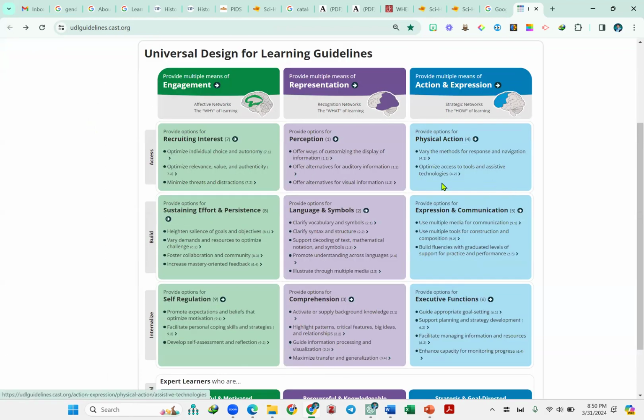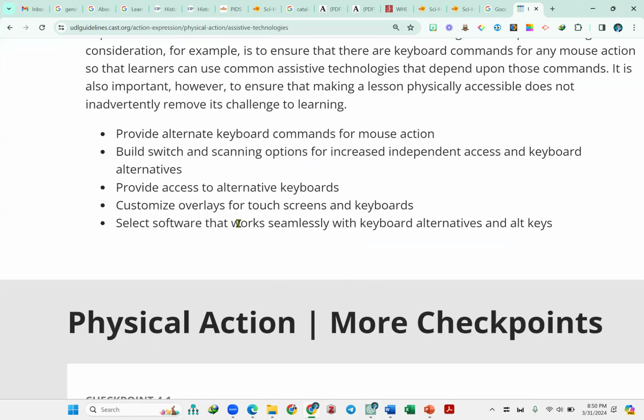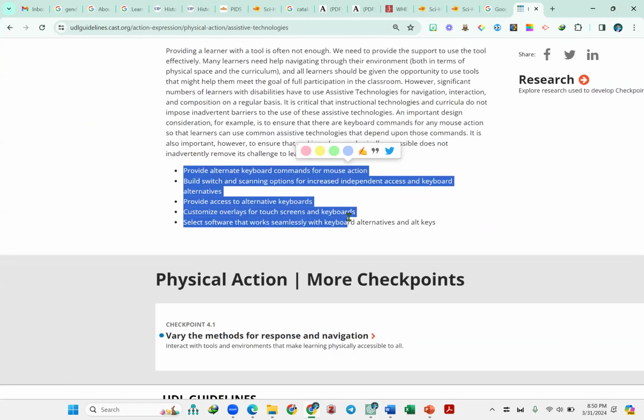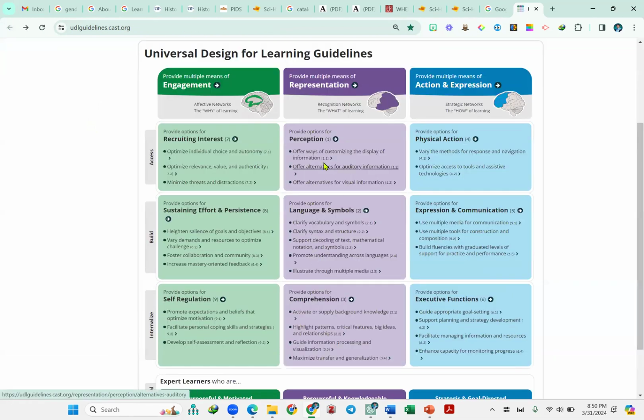Karon, ya ka kasabot na sir, unsa maning optimized access to tools and assistive technologies 4.2. Pwede sa da nimo i-click and naa siya elaboration. Pasabot ana, provide alternate keyboard commands for mouse action and so on and so forth. Okay? Atras na pod ka. Again, every item here in the framework is clickable para mas maasistahan kamo.